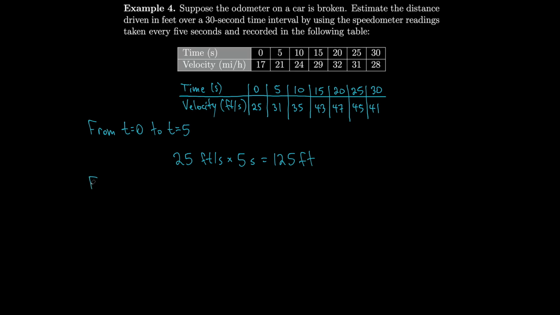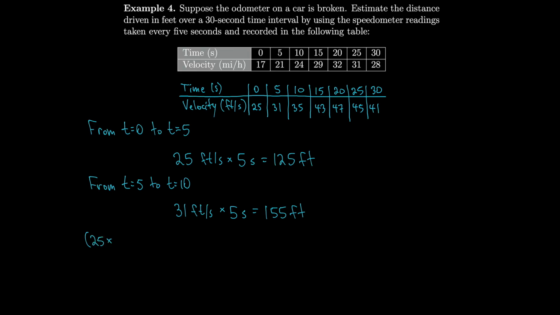If we do the exact same thing for, let's say, t equals 5 to t equals 10, then we have to make another assumption about the velocity the entire time. So let's just assume it stays 31 the whole time until it gets to 10. So that would be 31 feet per second times, again, 5 seconds. And we would get 155 feet. We can keep doing this process.